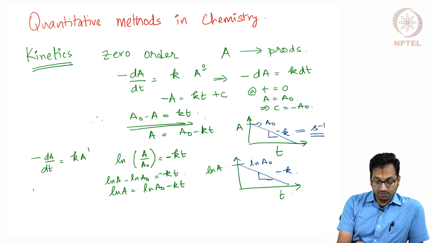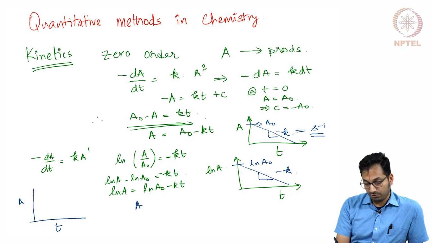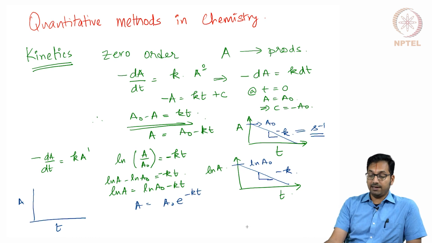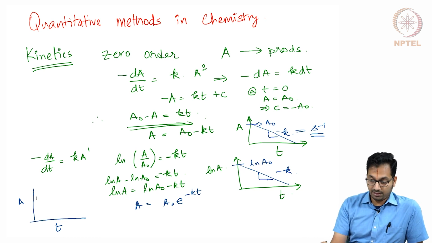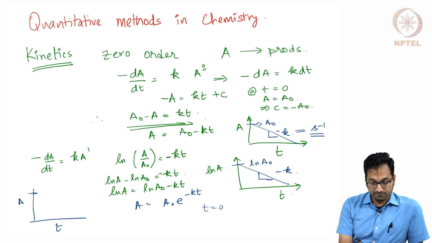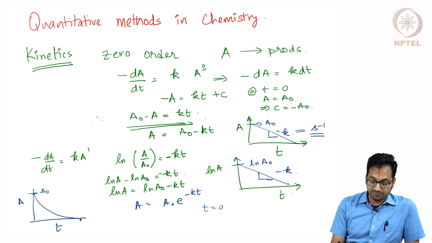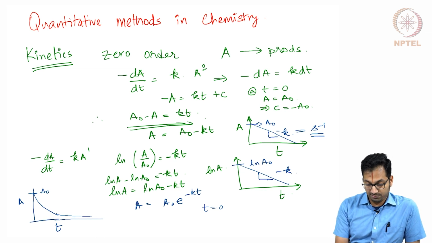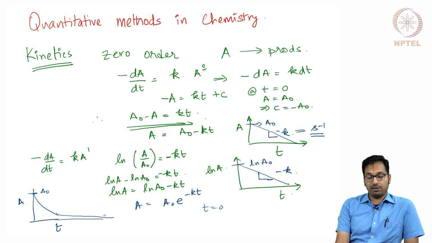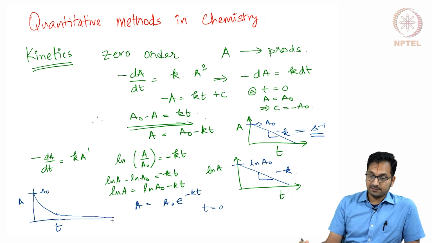On the other hand, let us say you are plotting A as a function of t. If you quickly rearrange, you are going to get A equal to A naught times e to the power minus kt. So once you have this, at t equal to 0 you are going to have A naught, and as a function of time this is going to go like this, an exponential function. Of course, this will not die to 0; it will die to 0 only at infinity. It will get very close to 0 at larger times, but it is not going to be equal to 0 until t reaches infinity.